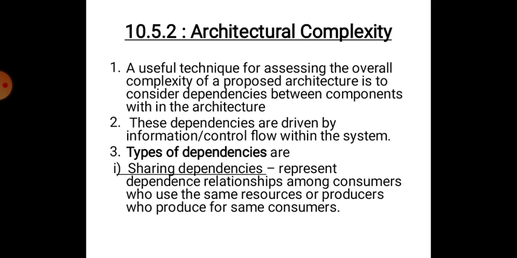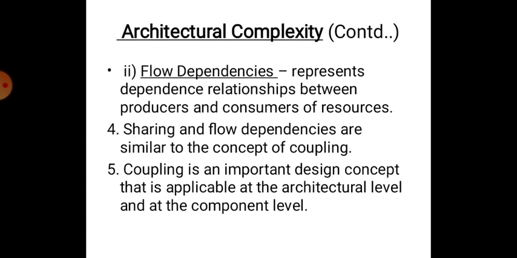Point number three, the types of dependencies are: one, sharing dependency, and second, flow dependency. We'll consider sharing dependency. It represents a dependence relationship among consumers who use the same resources or producers who produce the same consumers. Point number two, flow dependencies, represents a dependence relationship between producers and consumers of resources. That is how the information flows from the producers to the consumer.